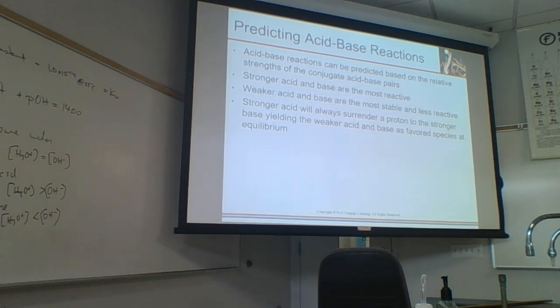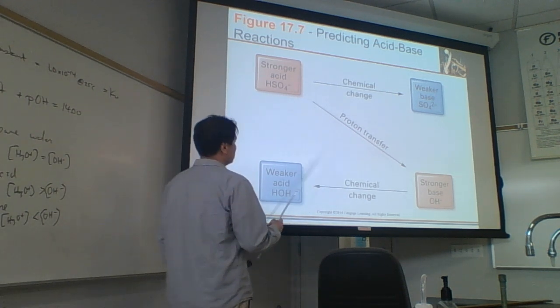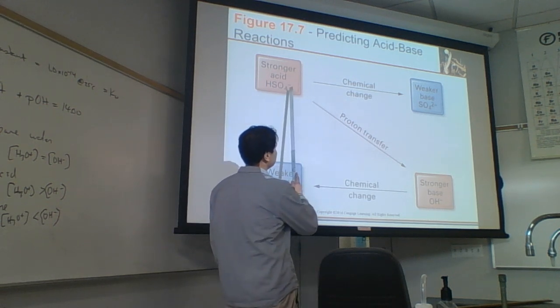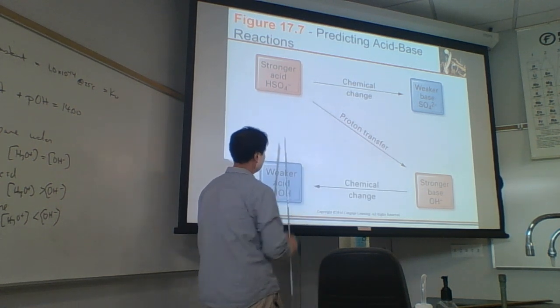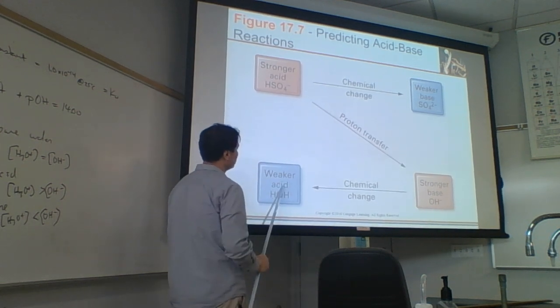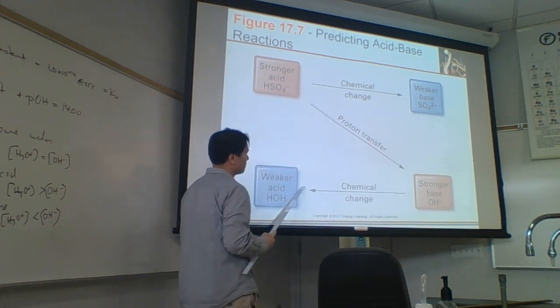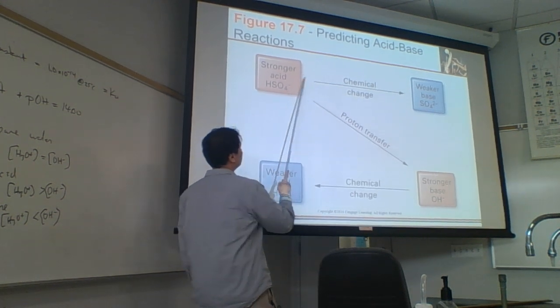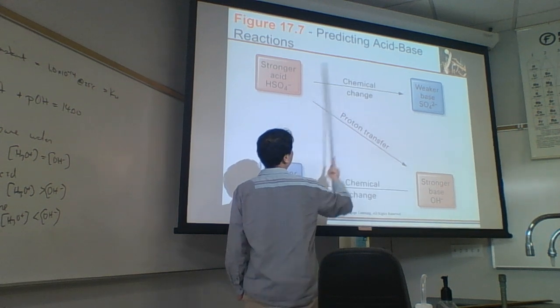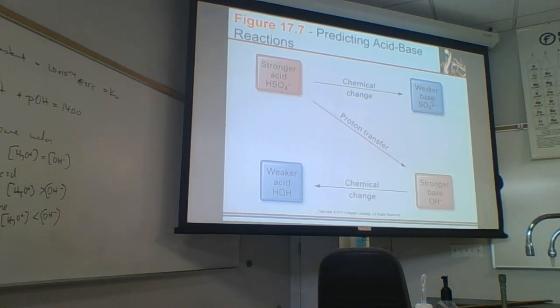Basically, we're just going to use the chart. We want to go from a stronger acid to a weaker acid. We can go from a stronger acid to a weaker acid by reacting with a stronger base here. We don't want to react it with a weaker base here, because if we react with a weaker base, it will make a stronger acid. This is using the chart to figure out what's going to react.